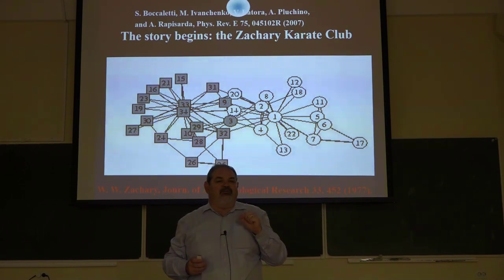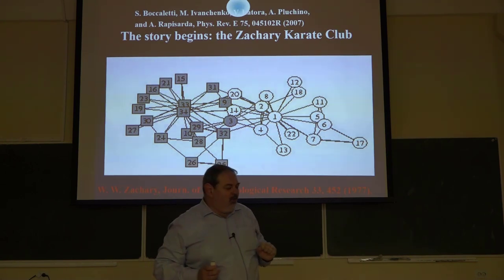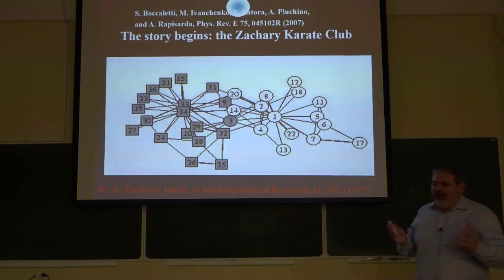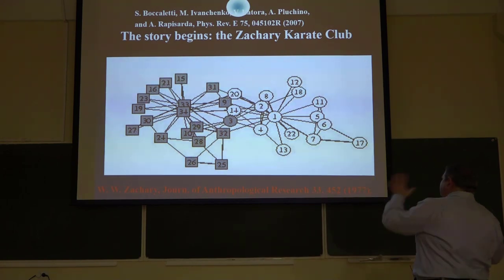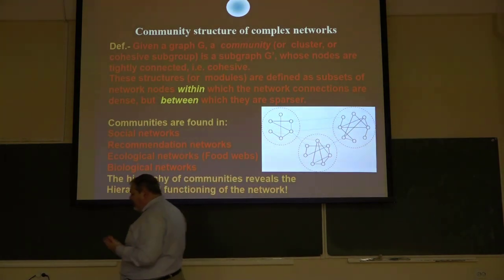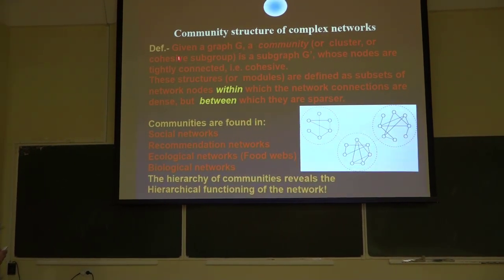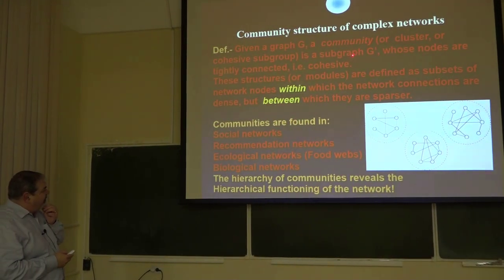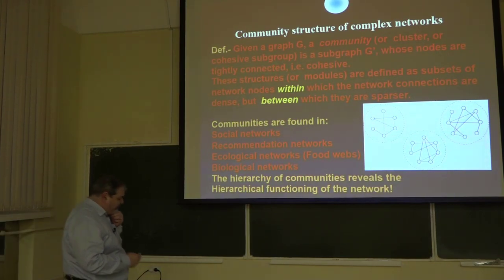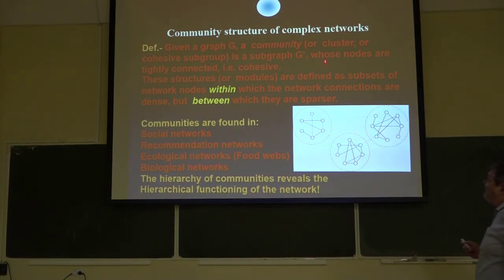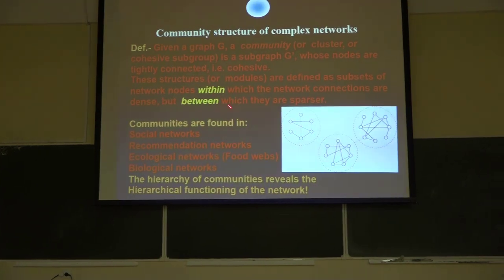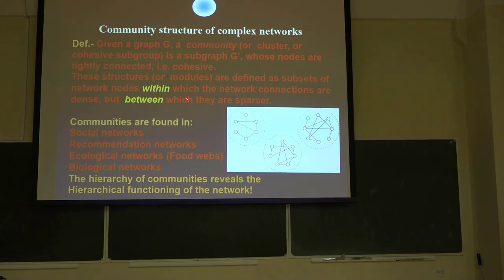And this is very important because a community is not one node, it is a group of nodes, which in a given situation act together in a cooperative way. So these are doing something, these others are doing something. So how do I define this? Mathematically, if I have a graph, a community, or cluster, or cohesive subgroup, is a subgraph, a group of nodes G prime, whose nodes are tightly connected, and this structure is a subset of the network nodes. This is very important: within which the network connections are dense, but between which they are sparse.